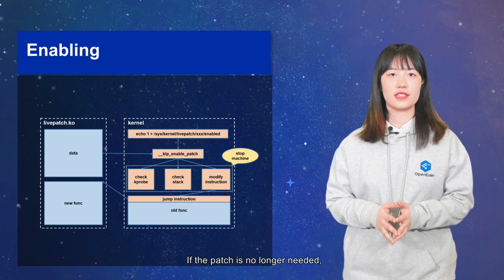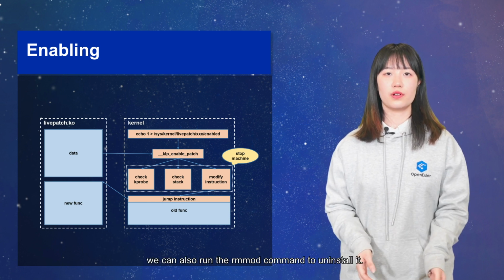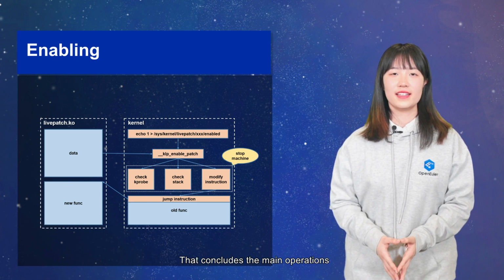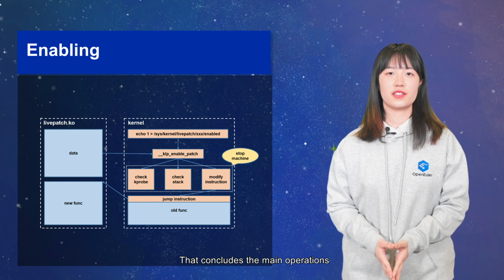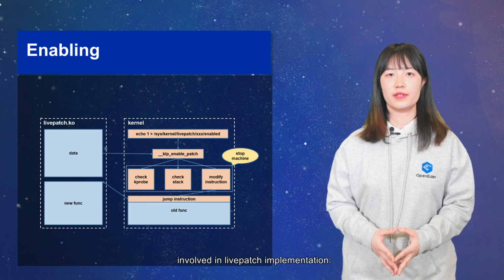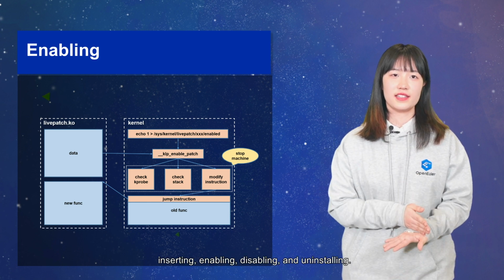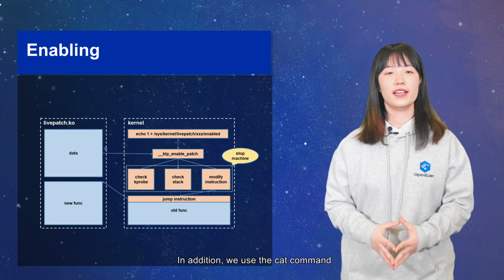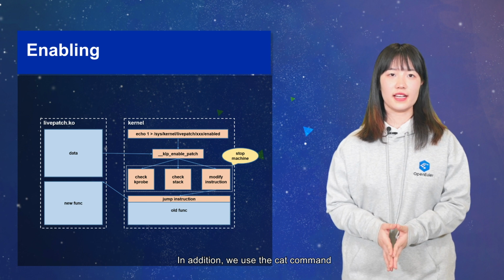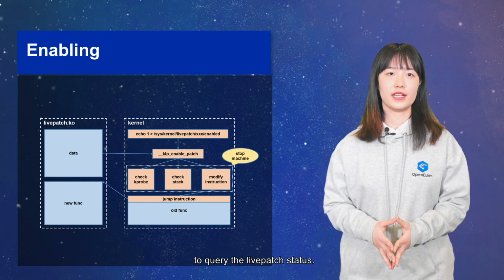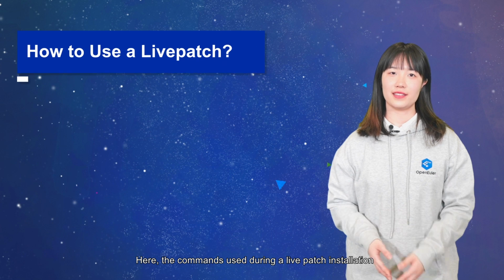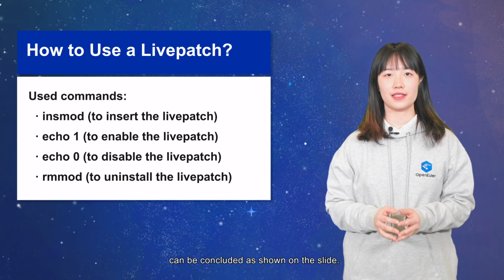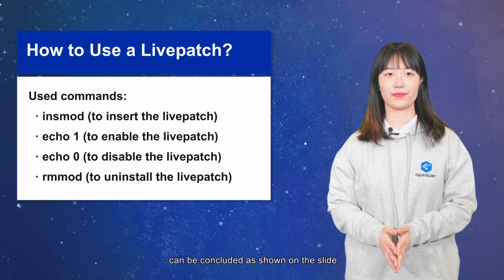If the patch is no longer needed, we can also run the remove mode command to uninstall it. That concludes the main operations involved in Livepatch implementation: inserting, enabling, disabling, and uninstalling. In addition, we use the cat command to query the Livepatch status. Here, the commands used during Livepatch installation can be concluded as shown on the slide.